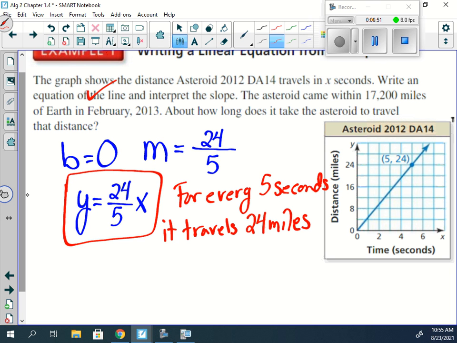And you'll have to do this part on the homework. The interpreting the slope, that's all you're doing. What is the slope telling us? So here it's telling us for every 5 seconds, change in x, it is traveling 24 miles. That's all we're doing.